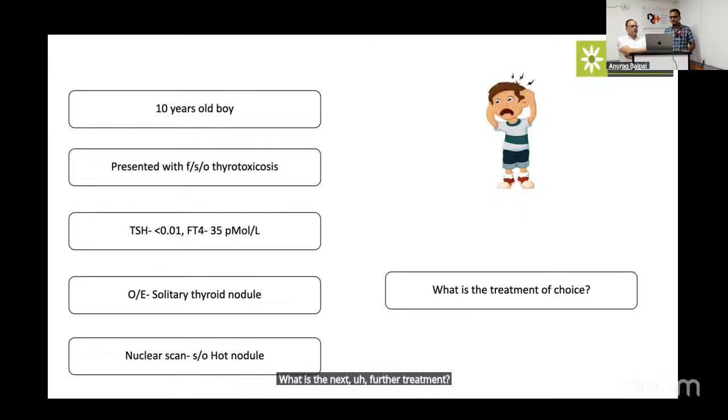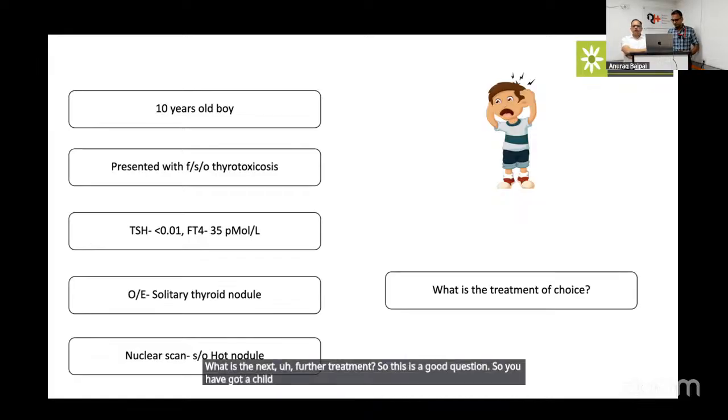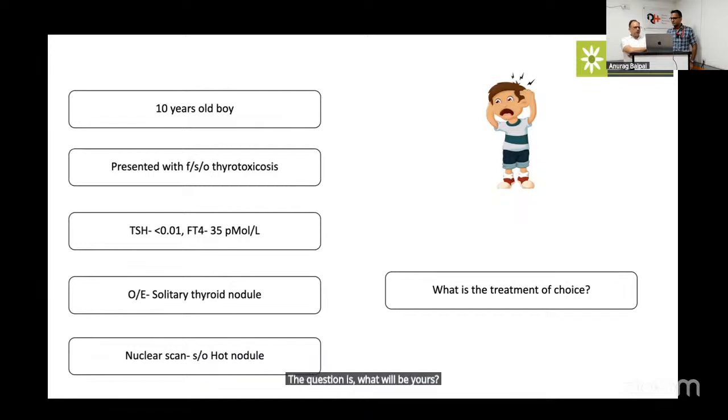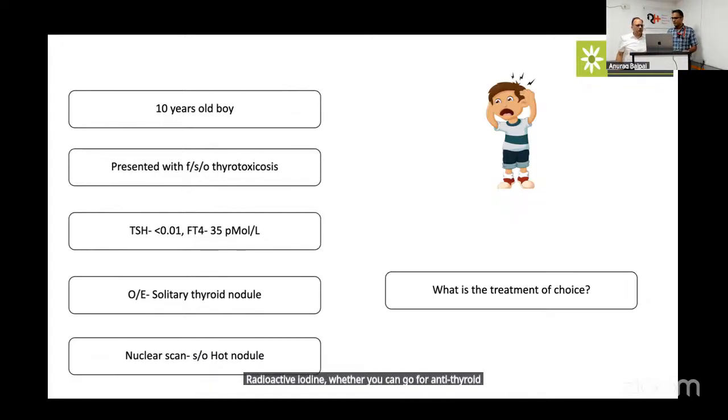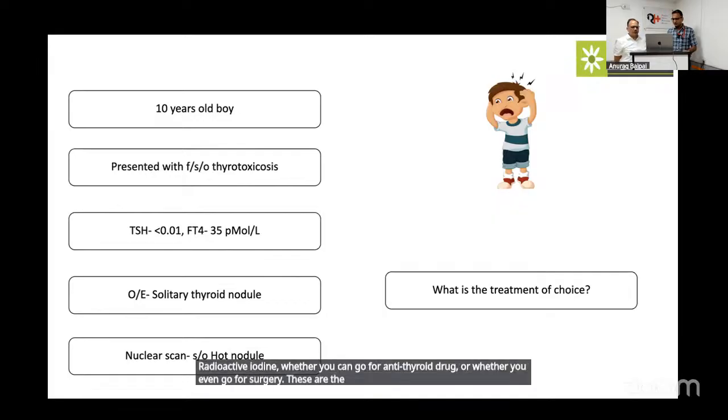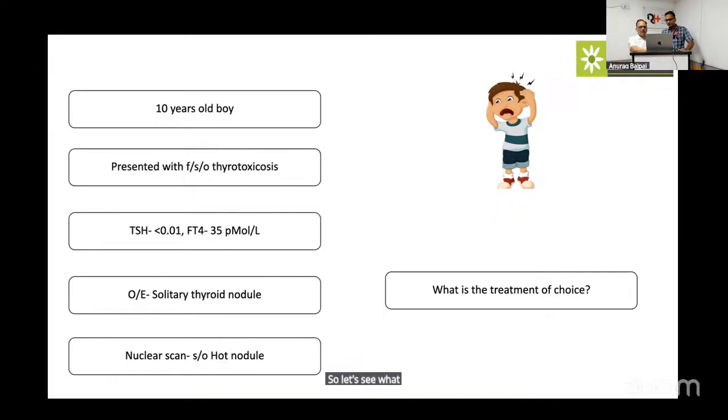So this is a good question. You have got a child with a solitary toxic nodule. The question is what will be your next treatment and what will be your final treatment? These would be the two questions. So we'll request all to give an answer. What would you like to do? Whether you'll go for radioactive iodine, anti-thyroid drug, or surgery. These are the only three options. So let's see what the audience is answering.